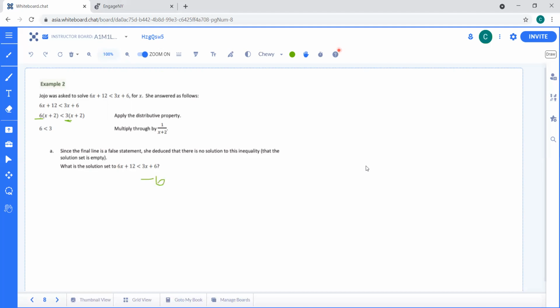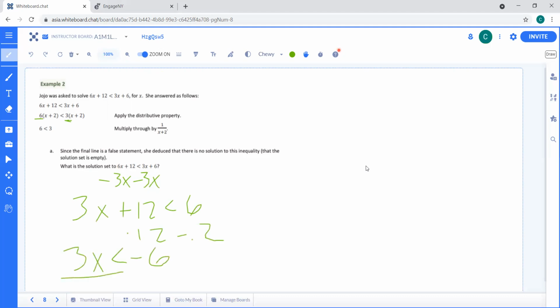Let's subtract. Actually, I don't want to do that either. I want to subtract 3x from both sides. That gives me 3x plus 12 less than 6. So if I subtract 12, that's 3x is less than negative 6. Divide by 3, divide by 3. Now I'm not dividing by a negative, so I'll leave my sign. And there you go. x is less than a negative 2.